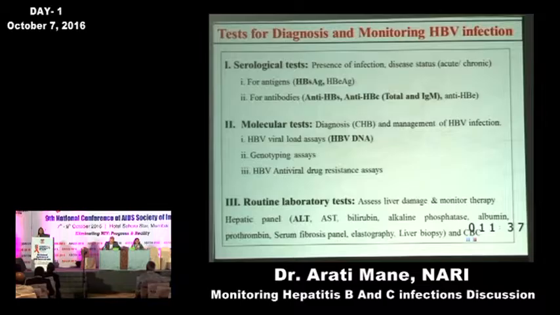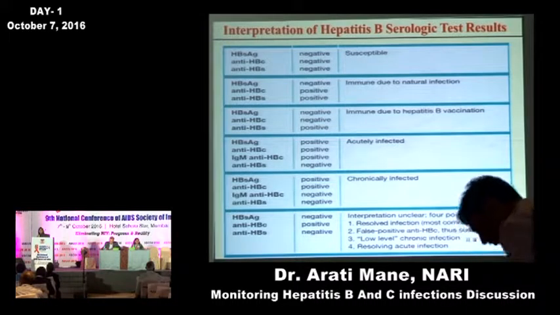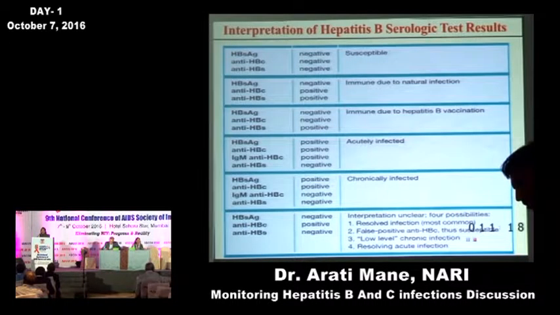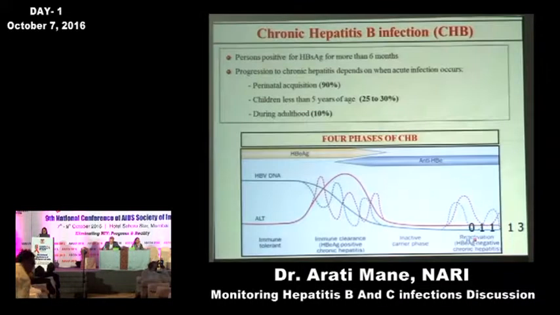In addition to this, very important, we have routine laboratory tests that are done for assessment of the liver status and monitoring the response to therapy. So we have the hepatic panel, out of which serum alanine transaminase is the mainstay, along with the others. Now this is a typical interpretation chart for the serological tests, which is very readily available.